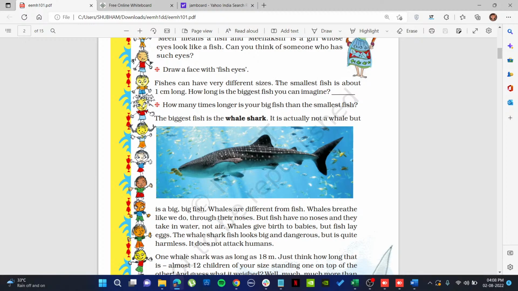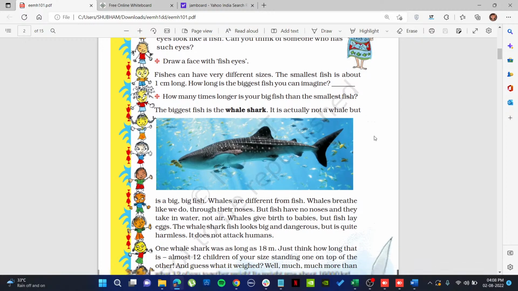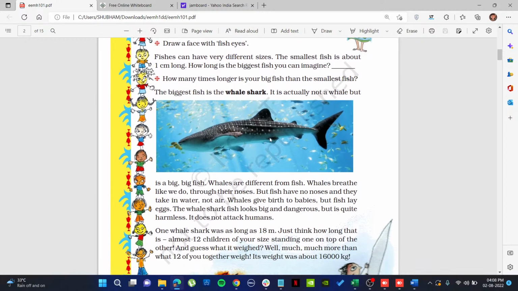And let's explore another fact. The smallest fish is about 1 centimeter long. And if we imagine how long is the biggest fish, it could be like 50 centimeter long. You know, there are lots of big fishes. Here we can see a fish and we observe that its size is too big and the name of this big fish is whale shark.